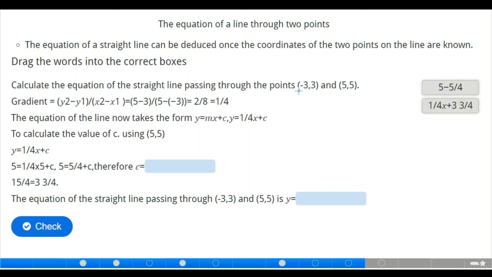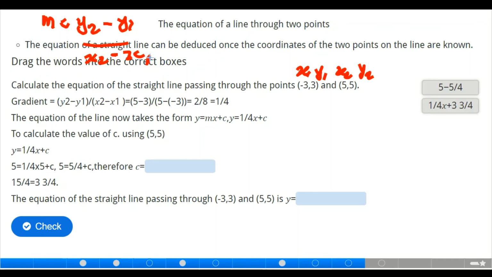So we have this question here. Calculate the equation of a straight line passing through the points minus 3, 3 and 5, 5. So for here, x1 is going to be minus 3, y1 is going to be 3, x2 is going to be 5, y2 is going to be 5. Remember in the previous class we made mention of gradients and how to calculate the gradient of a straight line. So we are going to be employing that, which is m equals y2 minus y1 over x2 minus x1. Why are we doing this? Because we need the equation of a straight line.